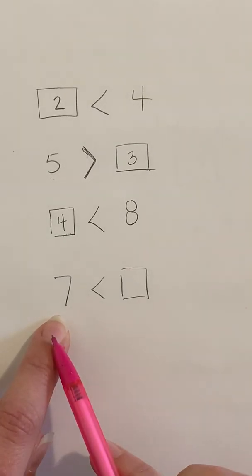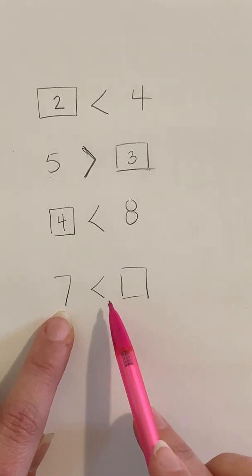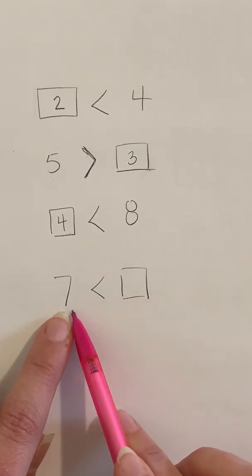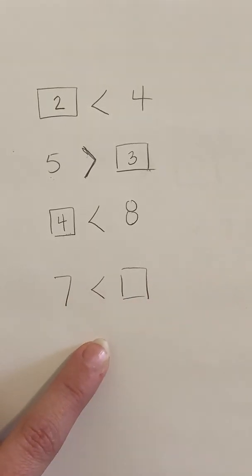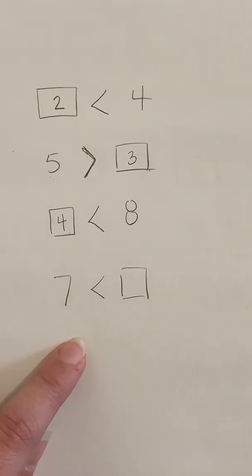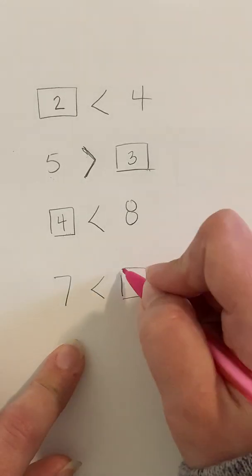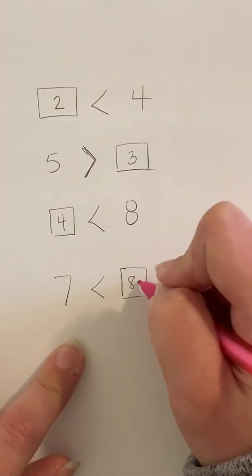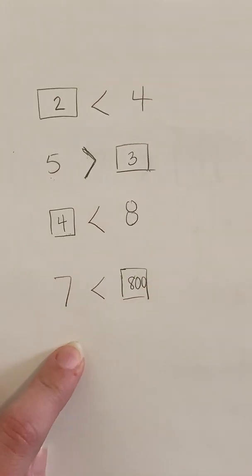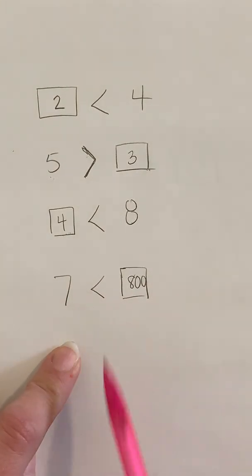Now we have 7. This time, Pac-Man's facing away from 7. He wants something that's more than 7. Now this, man, the answers could be endless. You could have 8. You could have 800. Any number that is greater than 7.